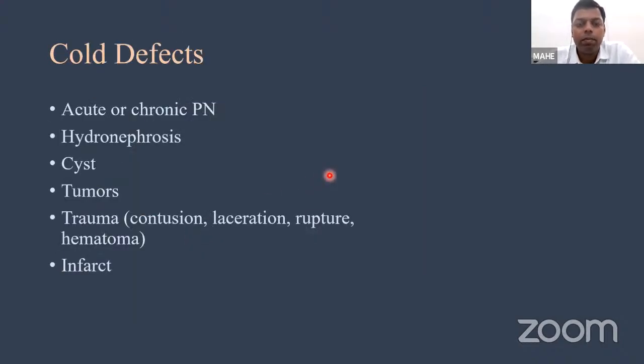However, there are multiple pitfalls here in DMSA. Cold defects are not only seen during acute pyelonephritis or for the scars, it is also seen if there is calyectasis, if there are multiple cysts, if there is a tumor which is involving the renal cortex, trauma, be it contusion, laceration, rupture, hematoma, etc. on the renal cortex, or an infarct. All of these will show up as cold defects, which are not scars.